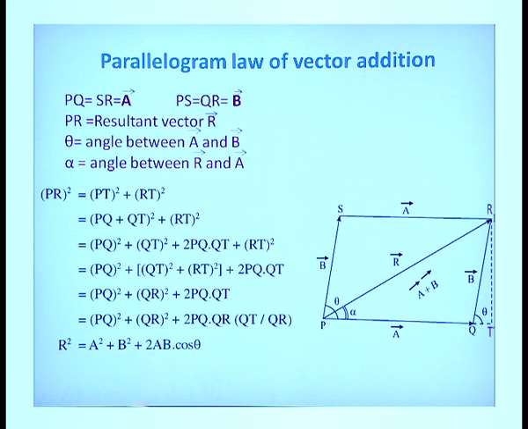So, now we can write, what is PQ? PQ equals vector A. So, in place of PQ square you can write A square, in place of QR square you can write B square, plus 2 PQ equal to A, QR equal to B and QT by QR equal to cos theta. So, now we can write PR is your resultant vector R. So, R square equals A square plus B square plus 2AB cos theta, and you can notice that here we have not put the vector sign, we are taking only the magnitude.